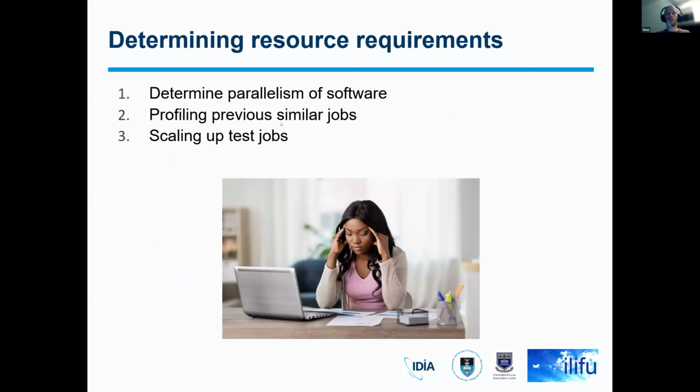Okay, so now determining your resource requirements. I'm going to be breaking this up into 3 different topics, basically. Firstly, you can determine the parallelism of your software. This is really what Dane covered in the previous presentation. Then you can profile previous jobs to find out how many resources your previous submissions actually used, and then you can also scale up. You can test jobs and then scale up the resources required by those jobs to determine the right amount to allocate for the larger jobs when you submit them.